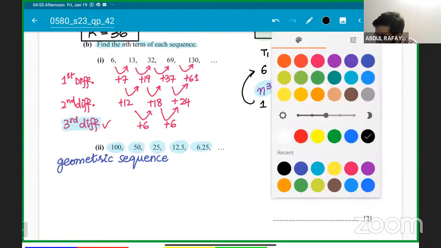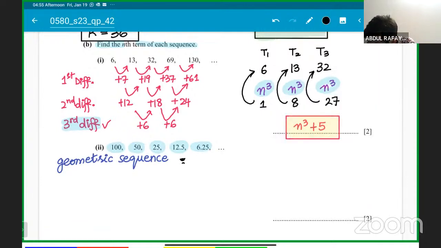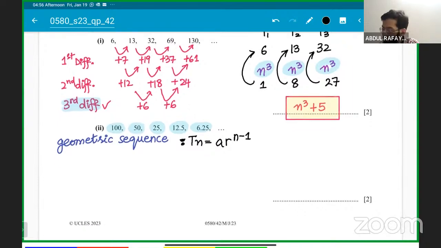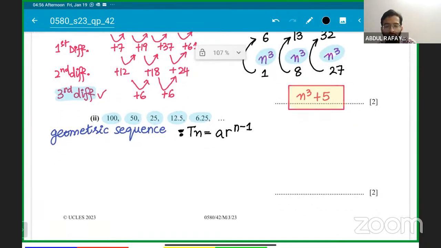Students need to understand what the formula for a geometric sequence is, sir. The term formula for a geometric sequence is a r power n minus 1. If you are taking A-level maths, you will study that in more detail. This thing, the nth term a r power n minus 1, where a is the first term. Sir, a will be the first term, 100. You have to find r. r is the common ratio. Everyone getting it? r is the common ratio.